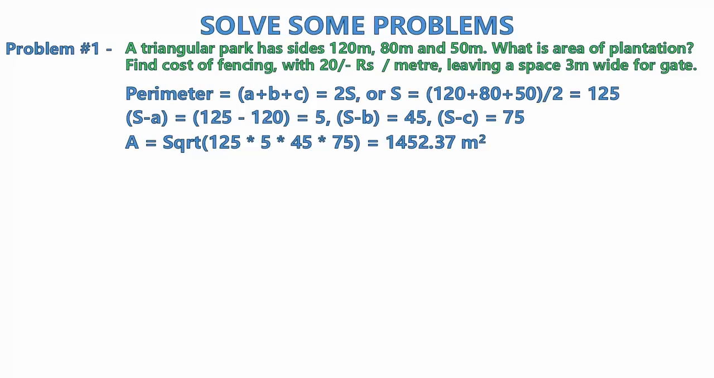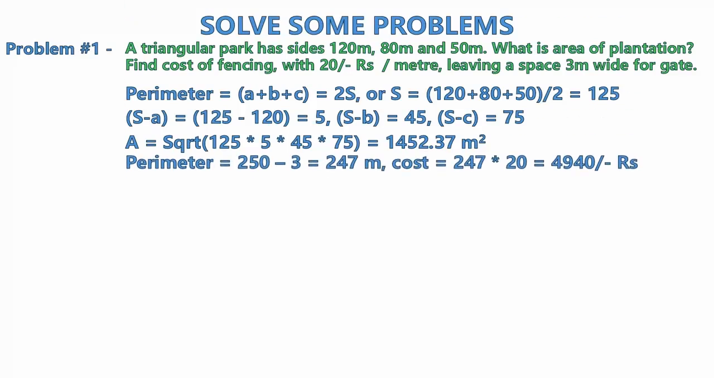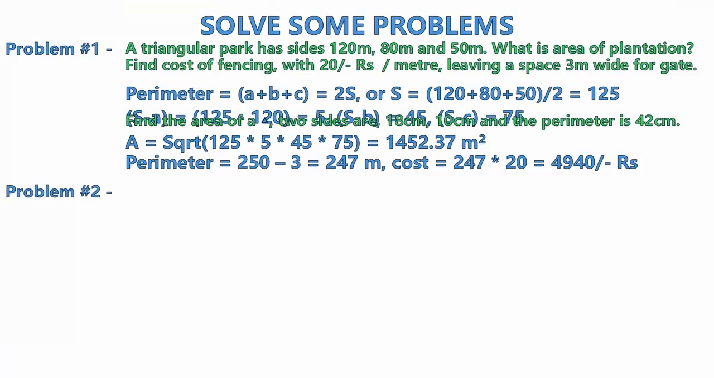We'll use it as the square root of s into s minus a into s minus b into s minus c. That's 125 into 5 into 45 into 75, and the square root of the complete thing works out to 1452 meters squared. Okay, and we already know that the perimeter is 250. Now if you leave a gap of 3 meter for the gate, you will get 247 meter, and at the cost of 20 rupees per meter, 247 into 20 is the total cost for fencing, which turns out to be 4940 rupees.